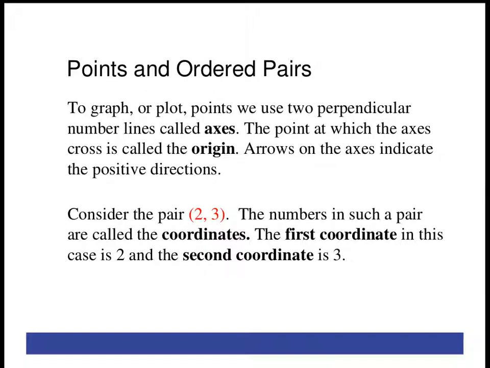To graph or plot points, we use two perpendicular lines called an axis, or axes. The point at which the axes cross is called the origin. Arrows on the axes indicate a positive direction. Consider the ordered pair 2, 3. The numbers in such a pair are called coordinates. The first coordinate in this case is 2 and the second coordinate is 3.